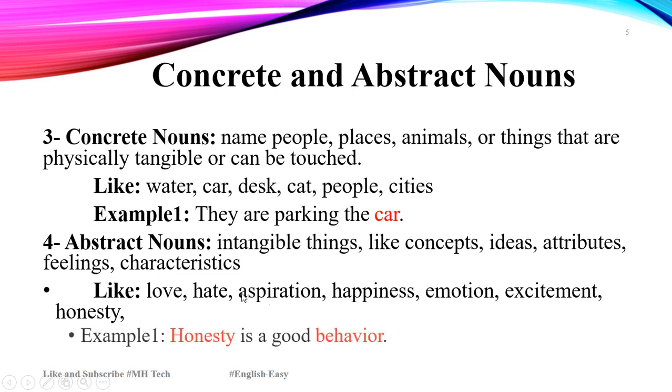Go to the example here. Example first. You can see, honesty is a good behavior. We have two nouns here. Honesty is an abstract noun here, and good is an adjective here. A is an article and is is a verb. So behavior is an abstract noun here. You cannot touch these kinds of nouns, so they are intangible.